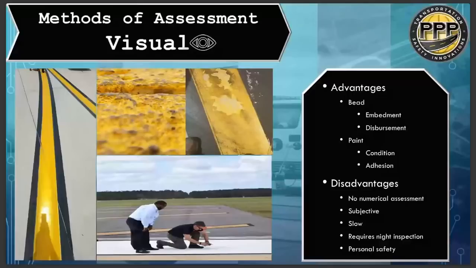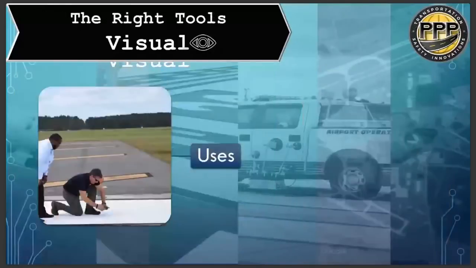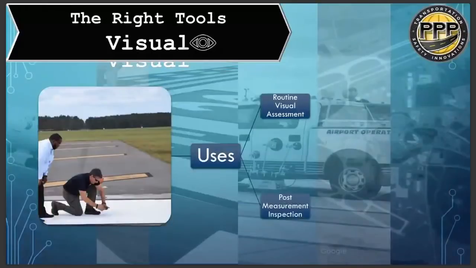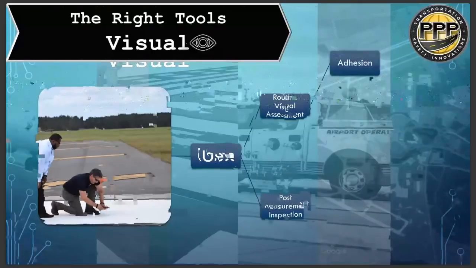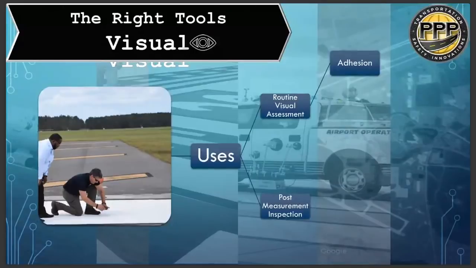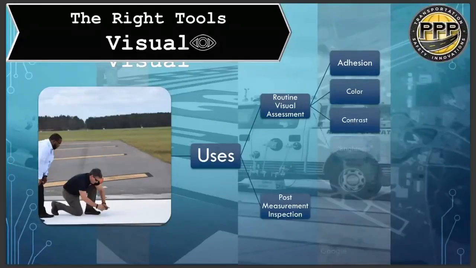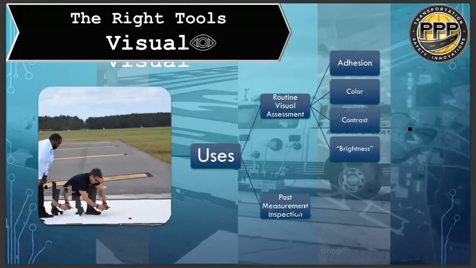Then we go over, when is it the right time to use visual inspection? Routine visual assessment and post-measurement inspection. So routine visual assessment, you're kind of doing drive-bys, you're walking through it, your guys are out there replacing lights and they're looking at the markings at the same time. They can look for adhesion, color issues, make sure the contrast is there. And really at night, you can check for brightness, not necessarily retroreflectivity measurement, but you can check to see how bright that material is.